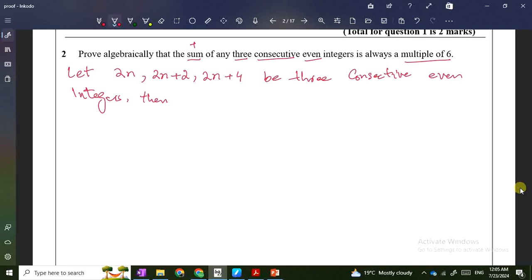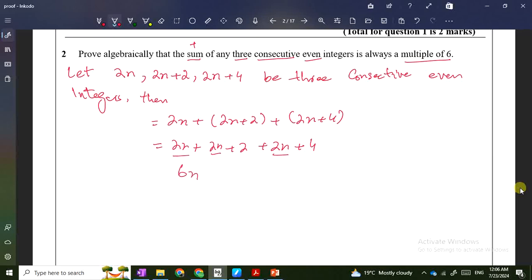So let's add these three even integers: 2n plus 2n plus 2 plus 2n plus 4. So this is the sum of three consecutive even integers. Adding the like terms, 2n plus 2n plus 2n will be 6n, and 2 plus 4 will be 6.